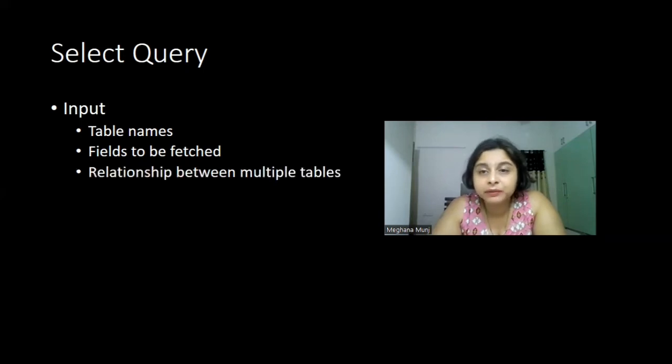The relationship between multiple tables. If you are querying on multiple tables, you need to mention the relationship between these tables, which means the fields which are common to both or multiple tables. You need to mention that, and obviously the where clause, which will be the filter, so how you need to filter the records.